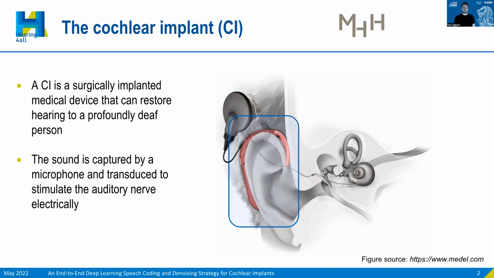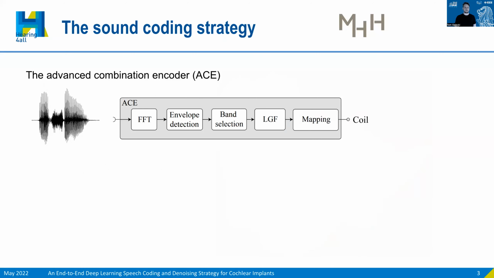In this work, we will focus on this part here, what happens in the speech or sound processor. The algorithm used to transduce the captured audio signal to the electrical pulses is called the sound coding strategy. In this work, we will focus mainly on one specific sound coding strategy called Advanced Combination Encoder, or ACE for short. This is one of the multiple different sound coding strategies used in different CI systems.